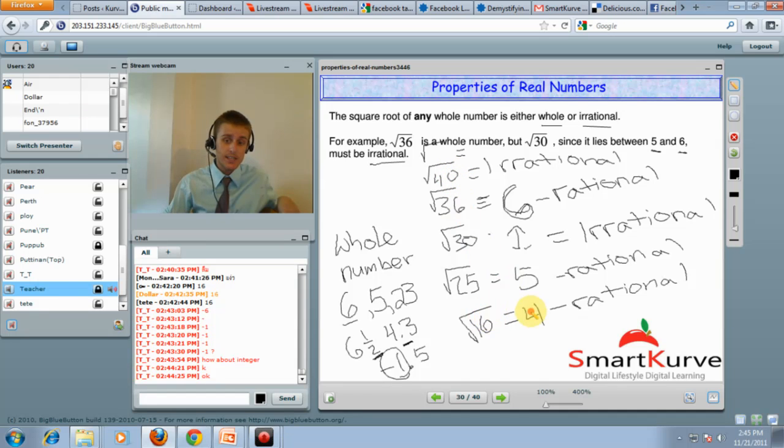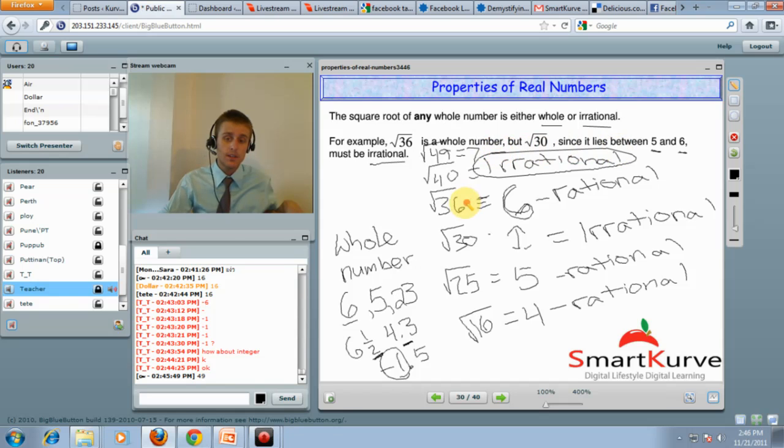If we had root 16 is 4, root 25 is 5, root 36 is 6, the next root that would be a whole number, correct, 49. Because the root of 49 is 7. Anything in between root 36 and root 49 is irrational. It would not be a whole number, and therefore it would be irrational.